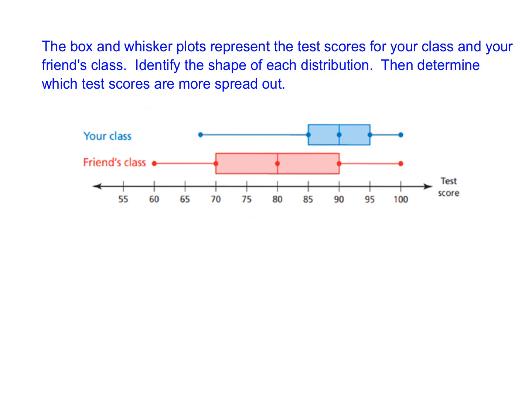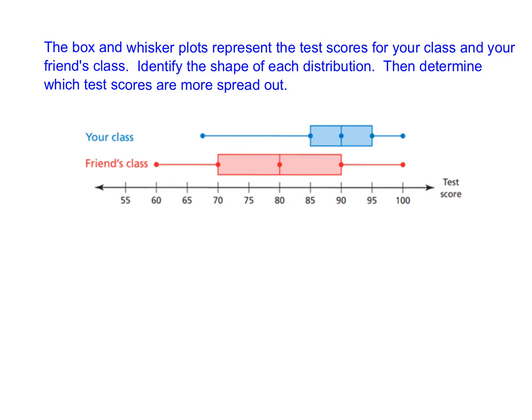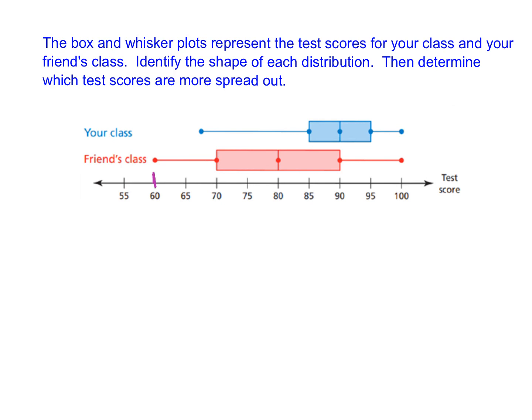So let's take a look at some box and whisker plots and try to analyze the type of spread that we have. Here we have two different data sets. We have your class, which has a bulk of test scores, and then we have your friend's class, which has another bulk of test scores. If we look at the spread of data, what I notice right off the bat is that this data right here goes from 60 up to 80, and then 80 up to 100.